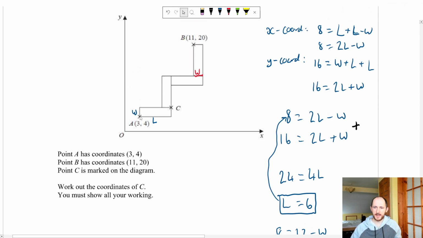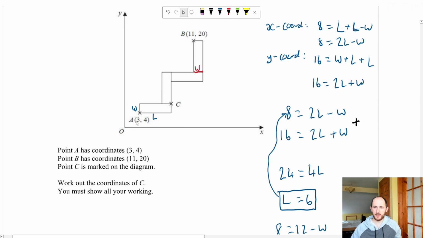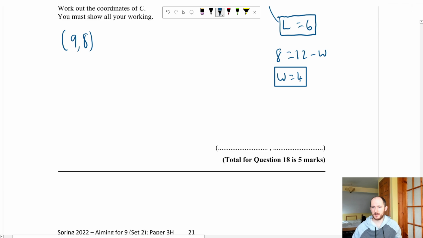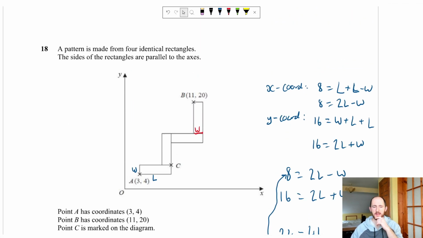So the coordinates of C, it goes one length to the right, so that means the x coordinate is going to be 1L to the right, so that's 3 plus 6, which is 9. And it's one width above, so that's 4 plus a width, so 4 plus 4, which is 8. So it should be 9, 8 for 5 marks. Hopefully that makes a bit of sense.